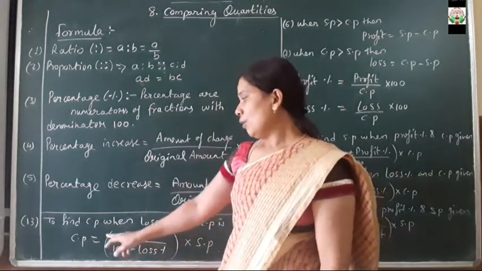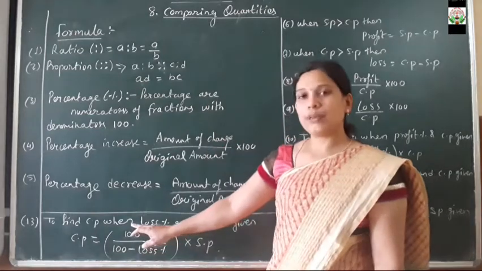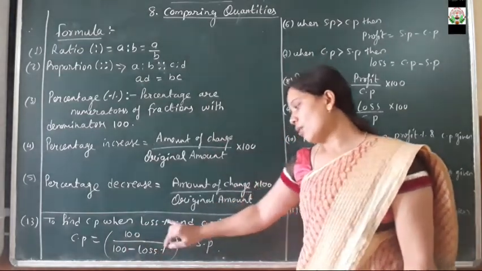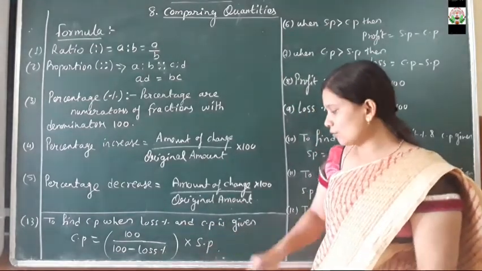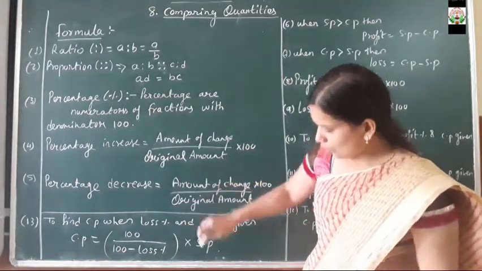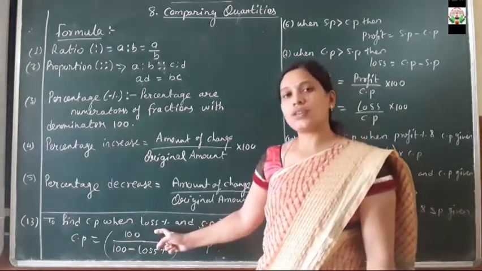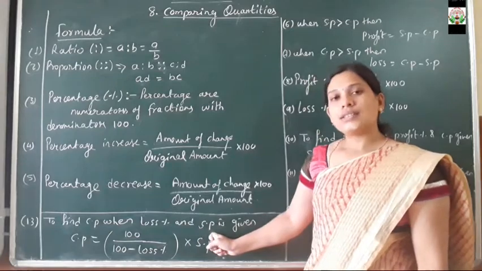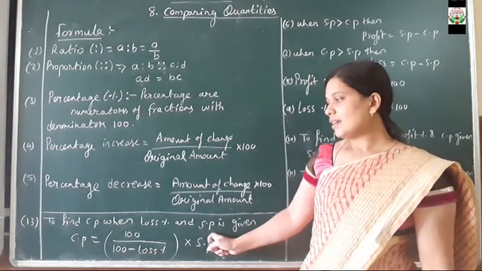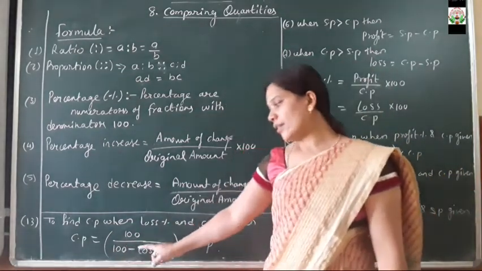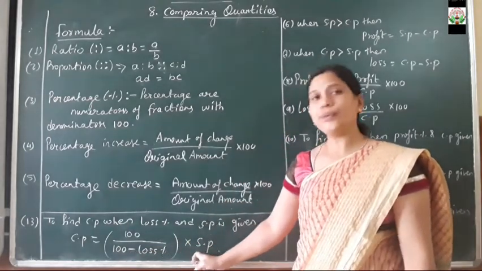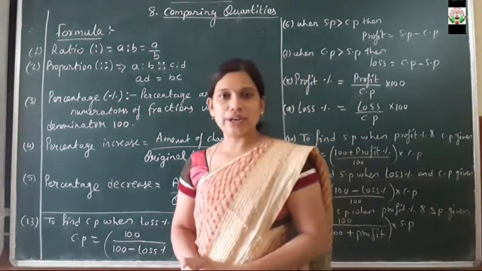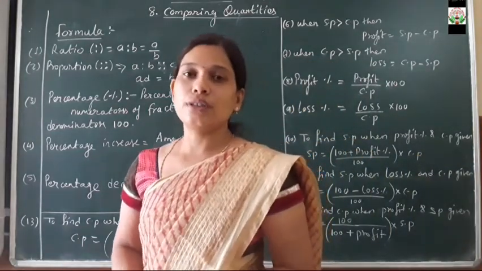Next, finding the cost price when the condition given in the question is about the loss, and here also SP comes. When in the question it is asked to find the cost price when the loss percent and selling price of some articles are given, then cost price is equal to 100 upon 100 minus loss percent into SP. So these are the formulas which you have to learn to solve questions.